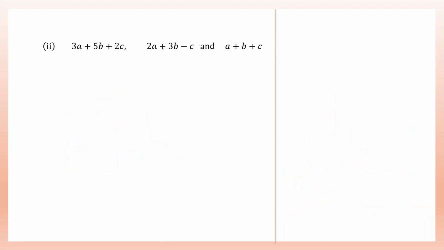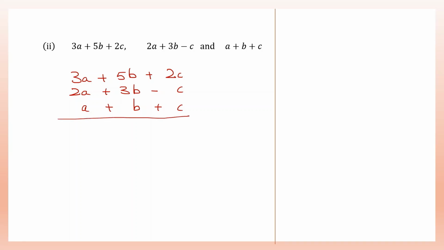Question 2. 3a plus 5b plus 2c. Next one is 2a plus 3b. Your arrangement is very important, so arrange it correctly. A plus b plus c. Okay, after arranging, check what is missing and put that down. So plus 3 plus 2 plus 1. So here I'll put 1. Here also let me put 1.